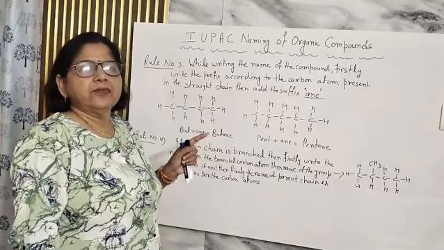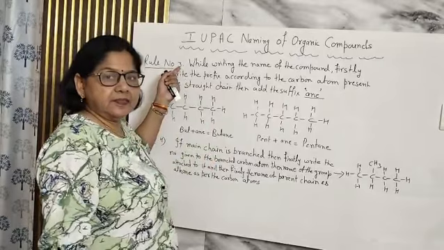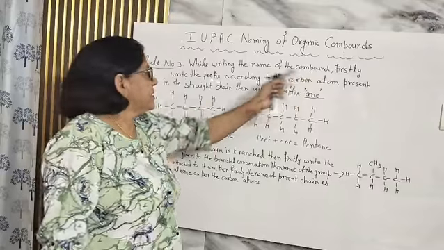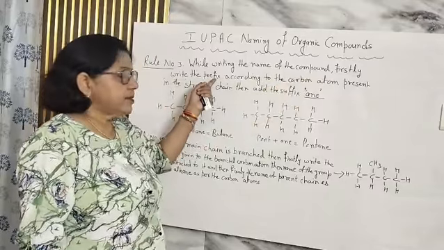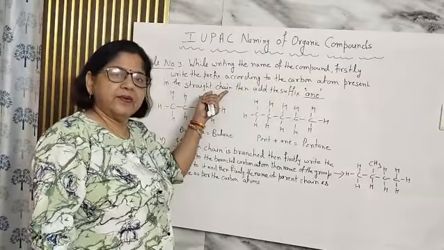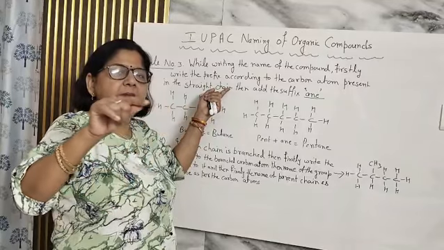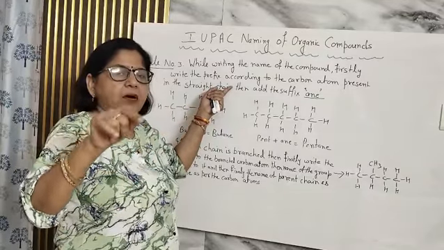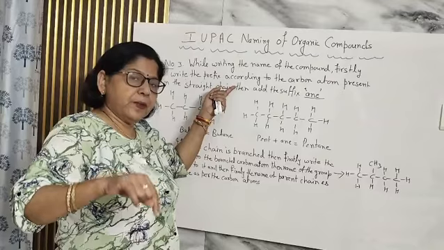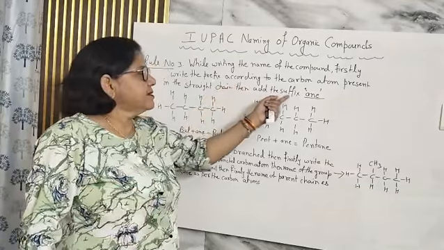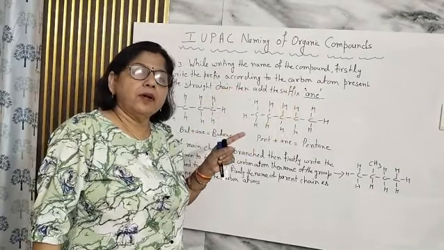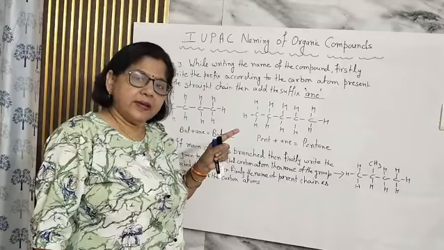So in continuation of that, I am going to discuss the third point, which says that while writing the name of the compound, firstly write the prefix according to the carbon atoms present in the straight chain. Means in a straight chain, how many carbons are there? According to that, first of all write the prefix. Which are the prefixes? Meth, eth, prop, but, pent. Fine. And then add the suffix "ane", provided there is a single covalent bond between two carbon atoms.